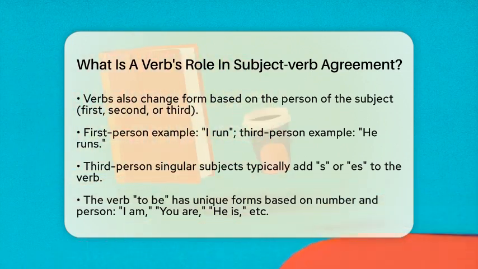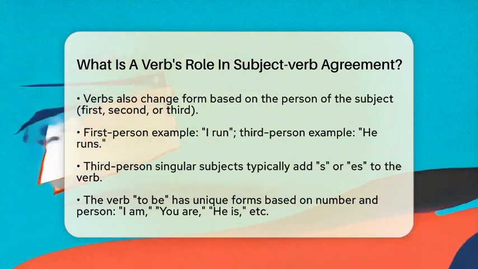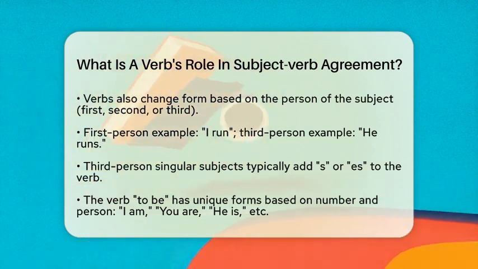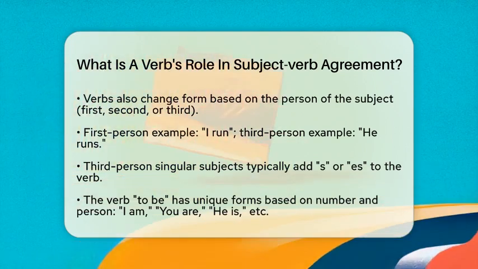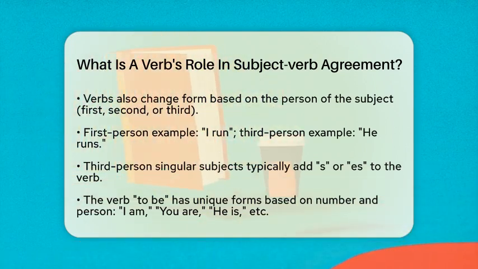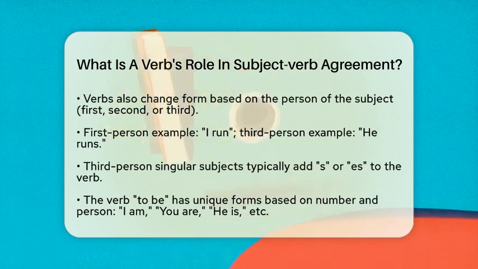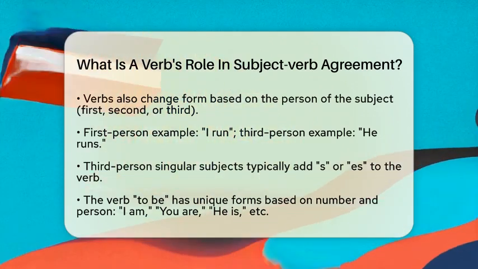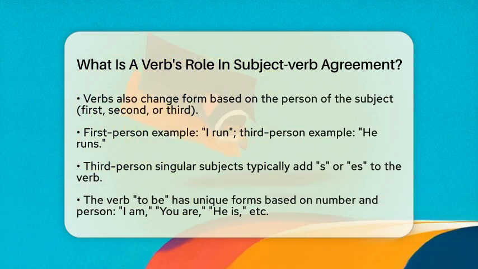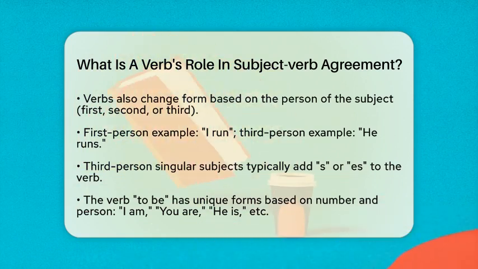Now let's look at some examples. With third person singular subjects like he, she, or it, the verb typically adds an S or ES. So we say she watches, not she watch. In contrast, with plural subjects like they or we, we use the base form of the verb. They run, we watch. An interesting exception is the verb to be.